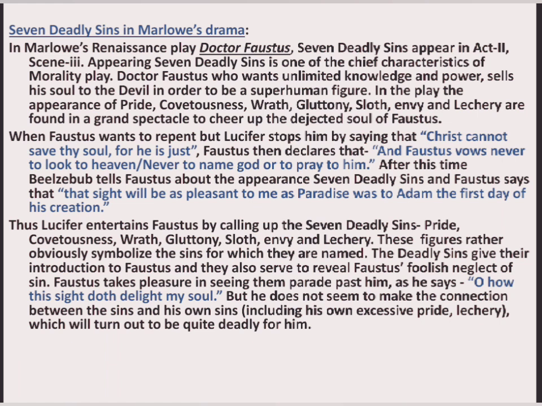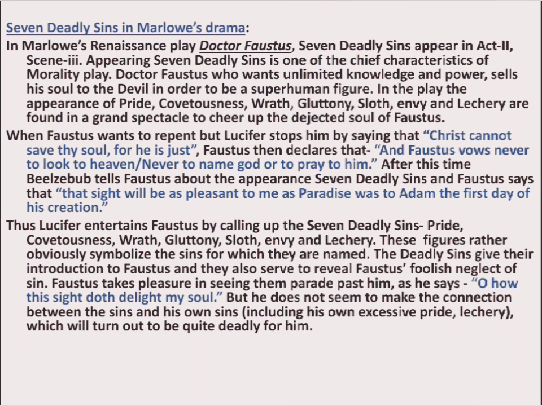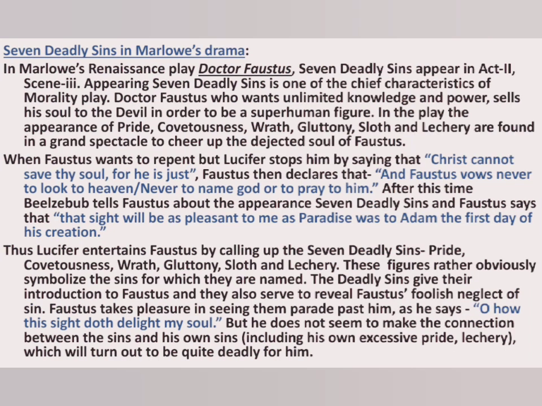The 7 deadly sins at first give their introduction to Faustus one by one, and then they also serve to reveal Faustus's foolish neglect of sin. Faustus takes pleasure in seeing them parade past him, as he says, "Oh, how this sight doth delight my soul." But he does not seem to make any connection between the sins and his own sins, including his own excessive pride and lechery, which will turn out to be quite deadly for him. And you all know that Faustus's own sins lead him towards his downfall.